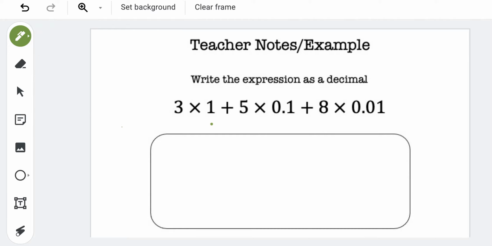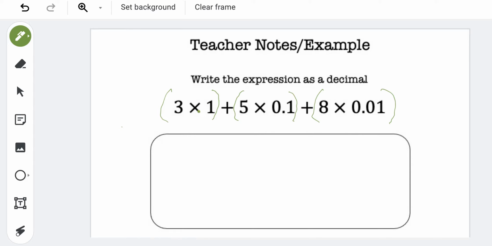So here it says write the expression as a decimal, okay? So we're gonna take this big mess of a number and convert it into a decimal. And the big thing I want you to look at is how it's really broken up into three parts. So here we have 3 times 1, 5 times a tenth, and then 8 times a hundredth, okay? So each one of these is going to have a certain place value in the number we're going to create, all right?